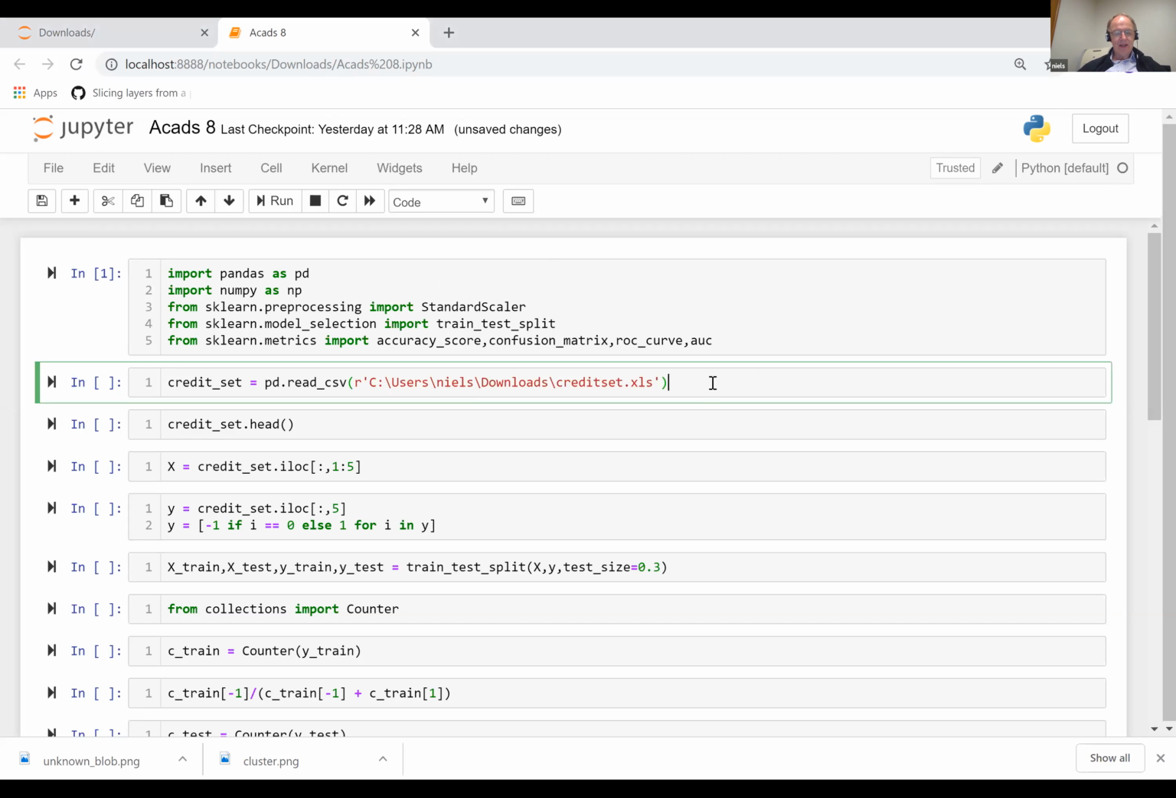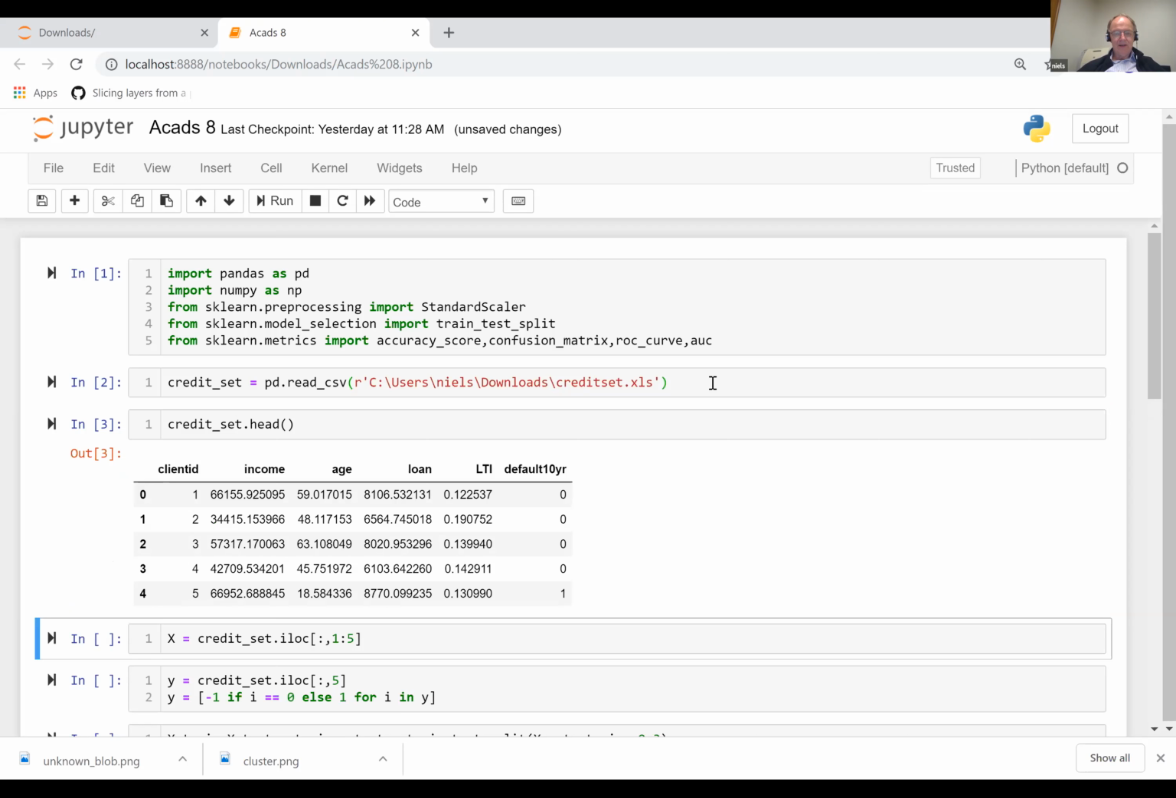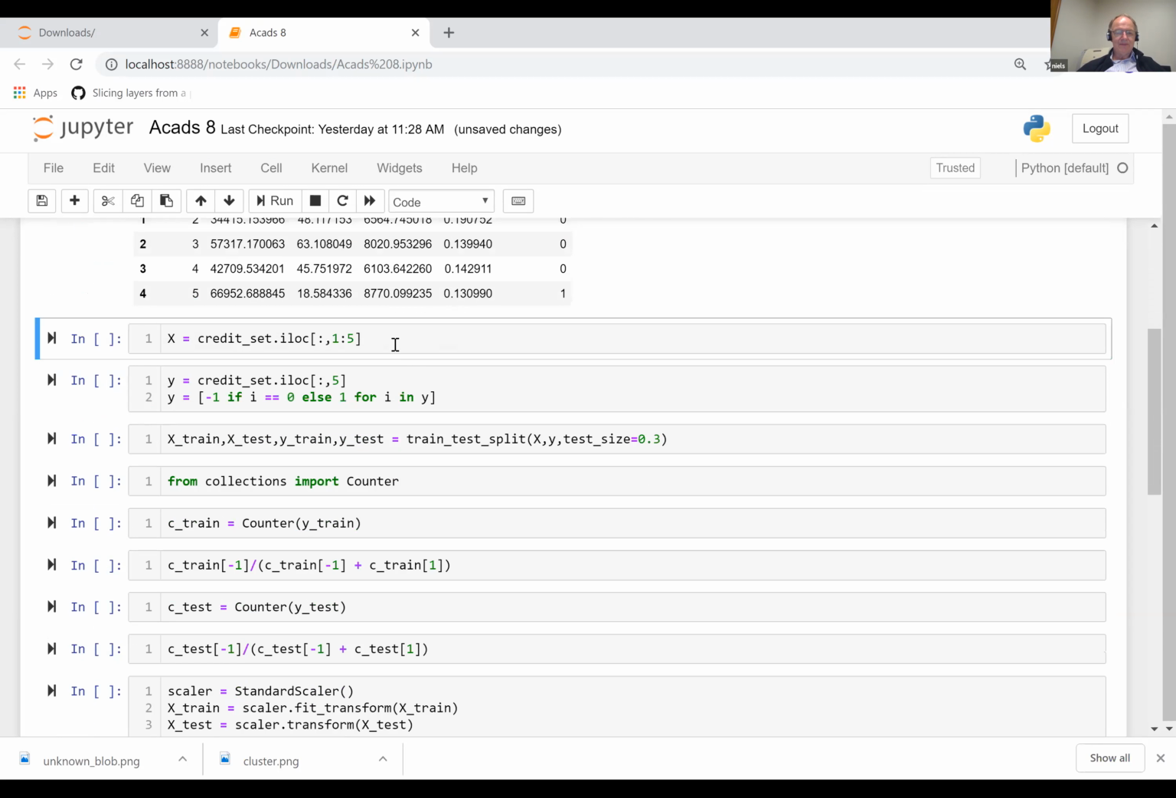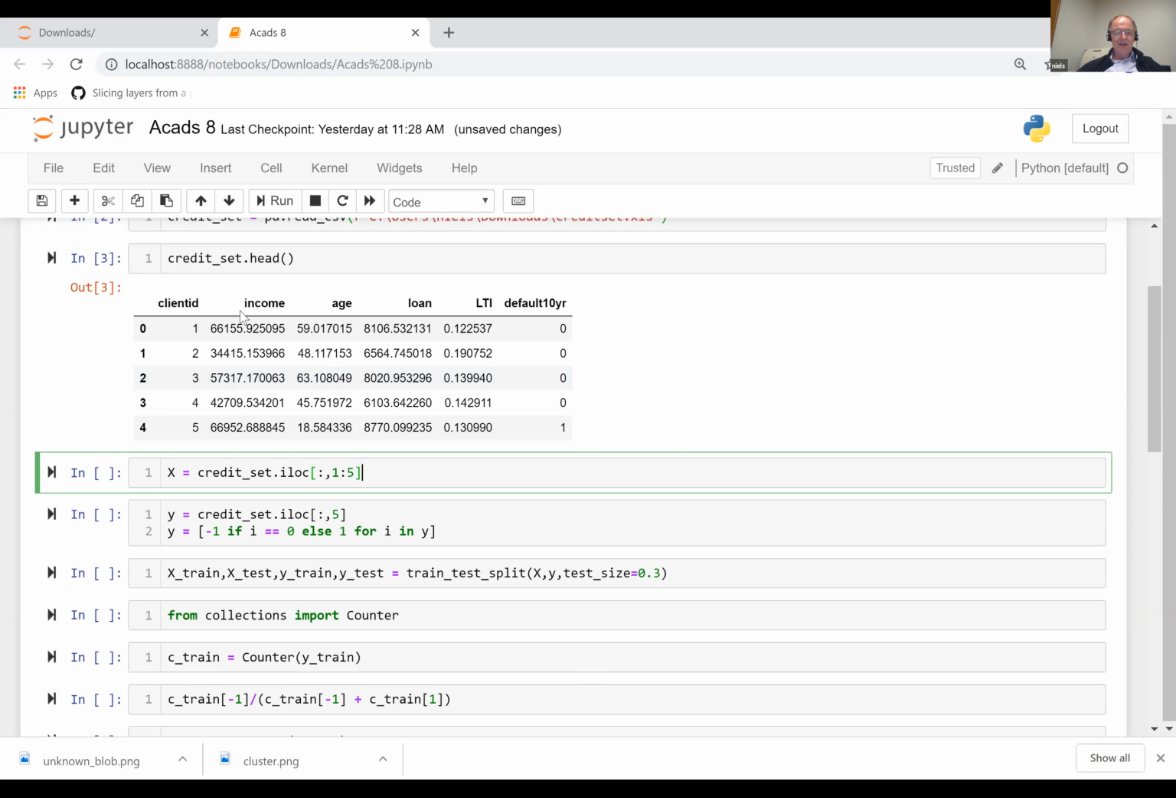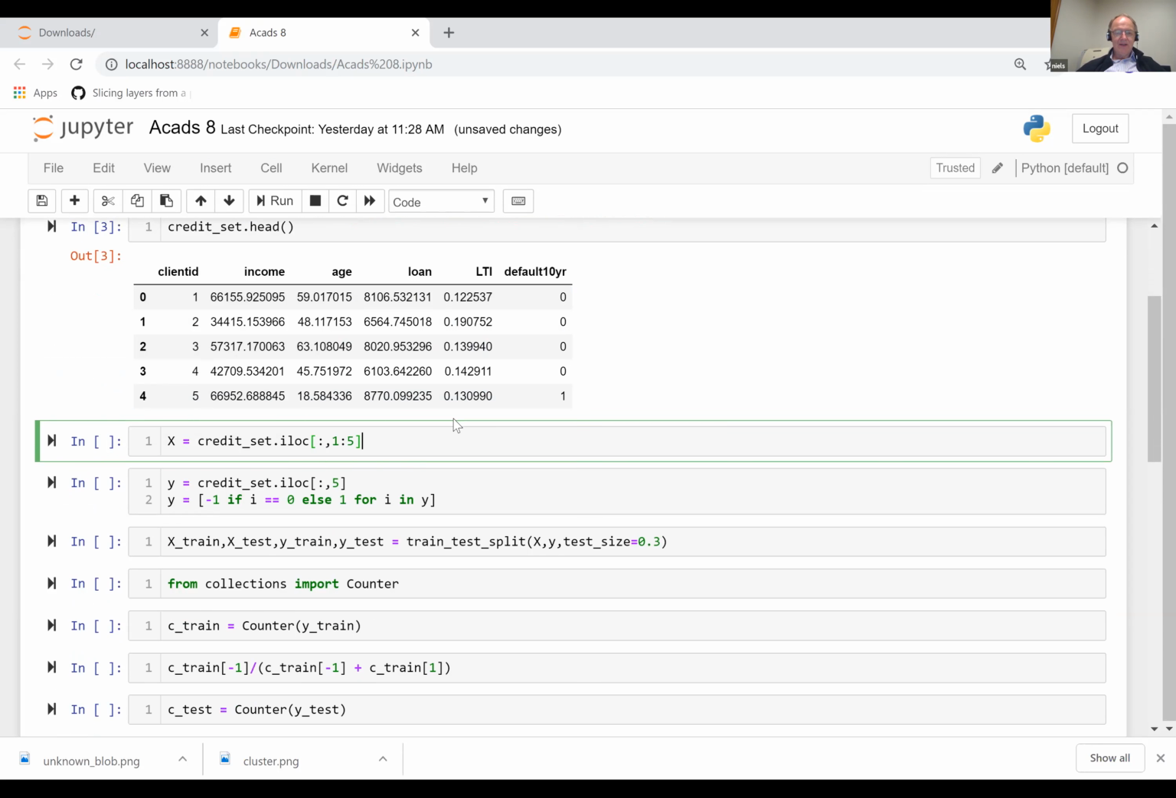There we are. And then this credit set that we have seen before. I download that, and here's some of the points. I don't want to take the client ID, so again I take the first columns 1 up to 4. Here the labels are 0 and 1s. I make them -1s and 1s.